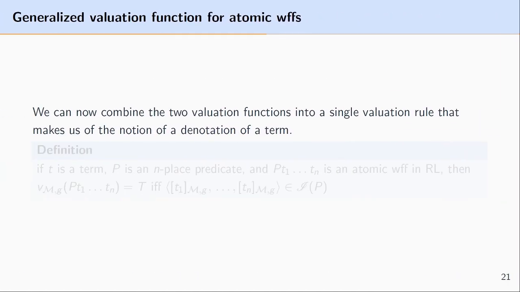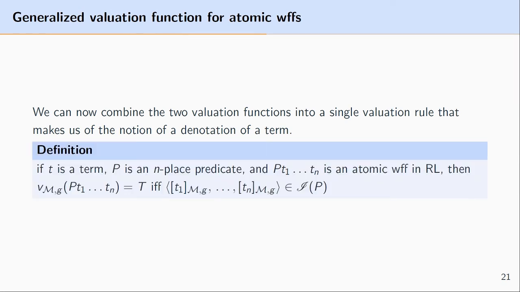Now that we have this notion of a denotation of a term, we can solve our issue where we had these 2 valuation functions, and we can merge them into a single valuation rule for atomic well-formed formulas. So here's the definition. Suppose we have a term t, and since t is a term, it can be a name or variable. We also have p, which is an n-place predicate. Then we have the n-place predicate followed by n terms, and this is an atomic well-formed formula.